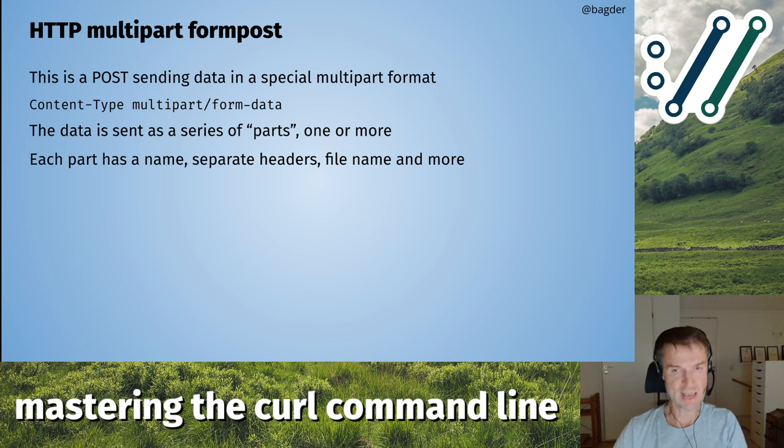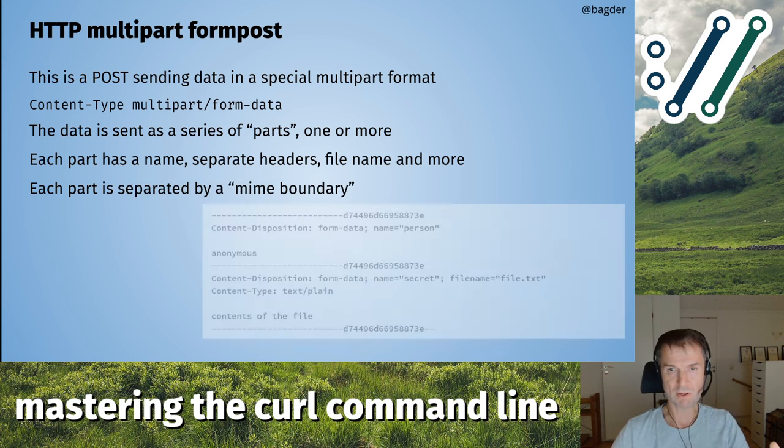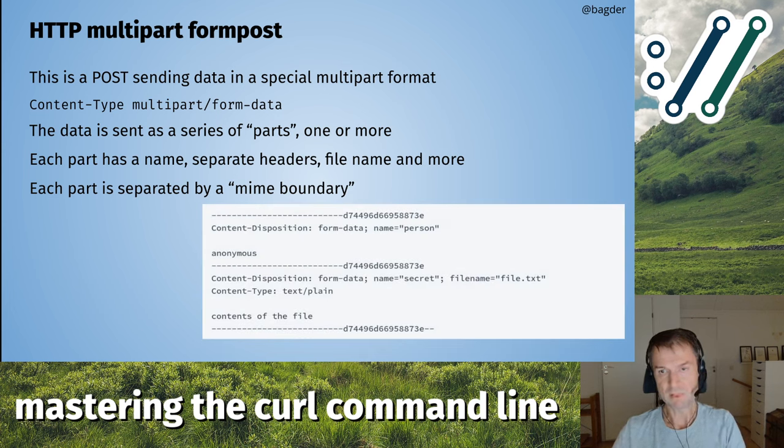And each part has a name. It has its own set of headers, file name, and more. And they're separated by MIME boundaries. I'll show you how it looks. Basically, like this. There's first a MIME boundary. That's the line with dashes and a random number. It's a random thing. It's a separator.